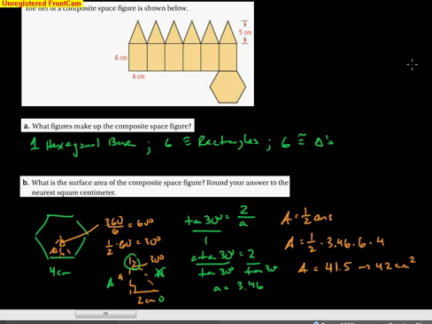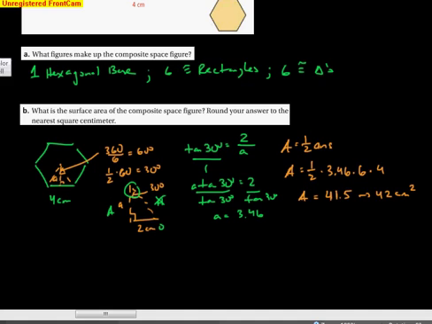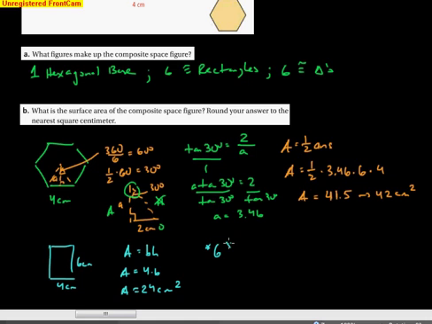So now is the rectangles. The rectangles have a base of 4 and a height of 6. So I'll do this in blue. The rectangle is here, has a base of 4 and a height of 6. So area equals base times height. Area equals 4 times 6. Area is 24 centimeters squared. Now let's remember that there's going to be 6 of them, right? So let's keep that in mind. There's 6.